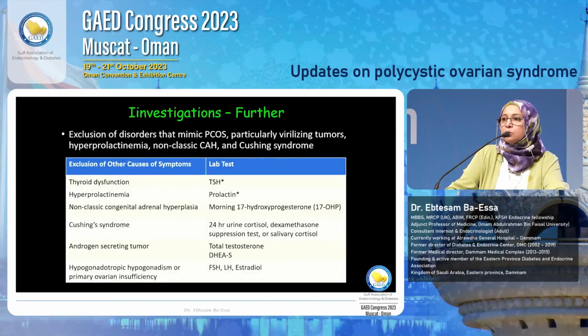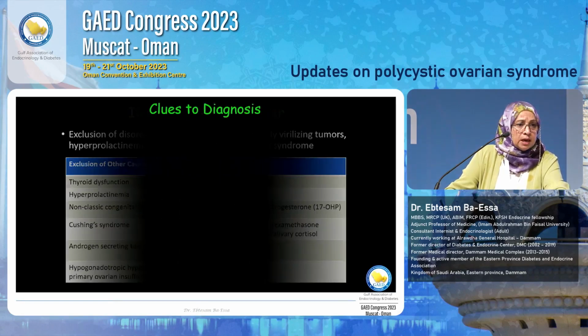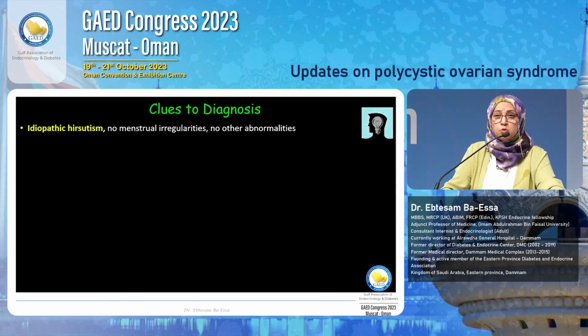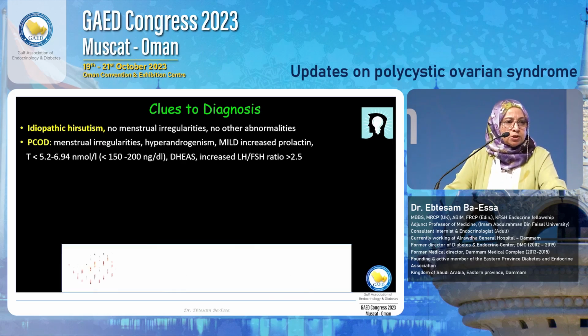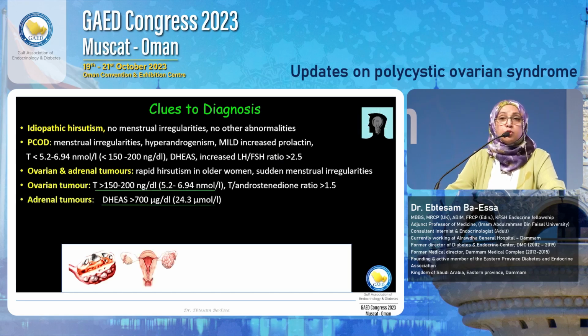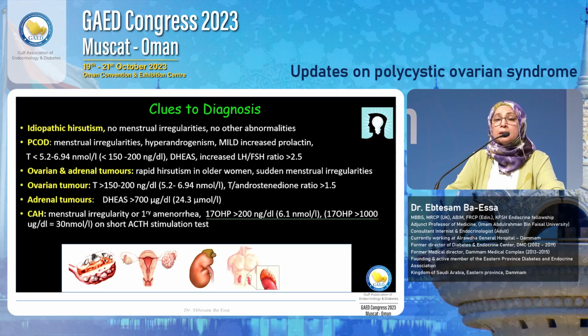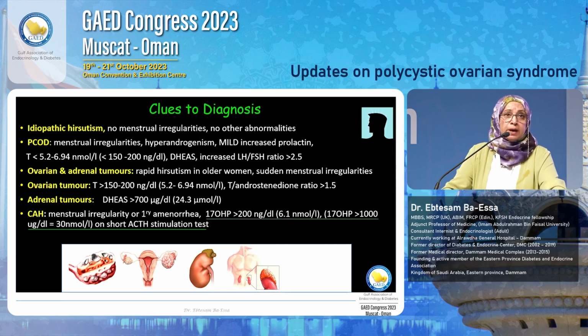Further investigation to rule out other differential diagnoses that we have mentioned, and clues to the diagnosis. Idiopathic hirsutism, usually they don't present with other abnormalities or menstrual irregularities. Polycystic ovary, they have mild elevation of testosterone, prolactin, and increased ratio of LH to FSH. People with ovarian and adrenal tumor, usually the testosterone is very high, more than 500. Adrenal tumor, dihydroepiandrosterone sulfate is more than 700. And congenital adrenal hyperplasia is diagnosed by high 17-hydroxyprogesterone of more than 200 that is stimulated by ACTH test to more than 1,000.